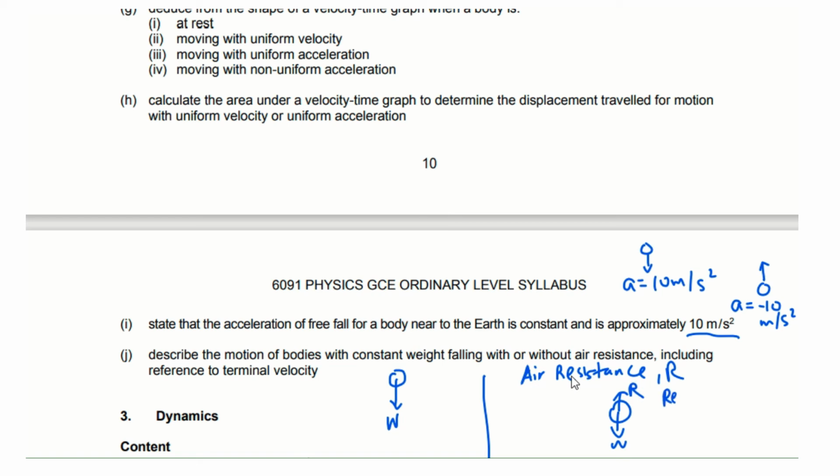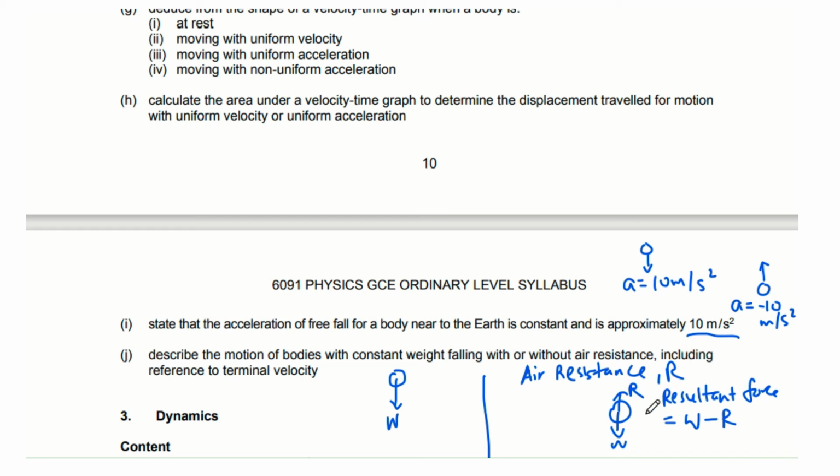So the resultant force is equal to W minus R. The value of the air resistance is related to its velocity. So the faster an object is, the higher the air resistance. The slower it is, the lower the air resistance. So initially, air resistance is low, because if I allow the object to fall freely, its speed will start from zero. So when the speed is zero, the air resistance is zero.